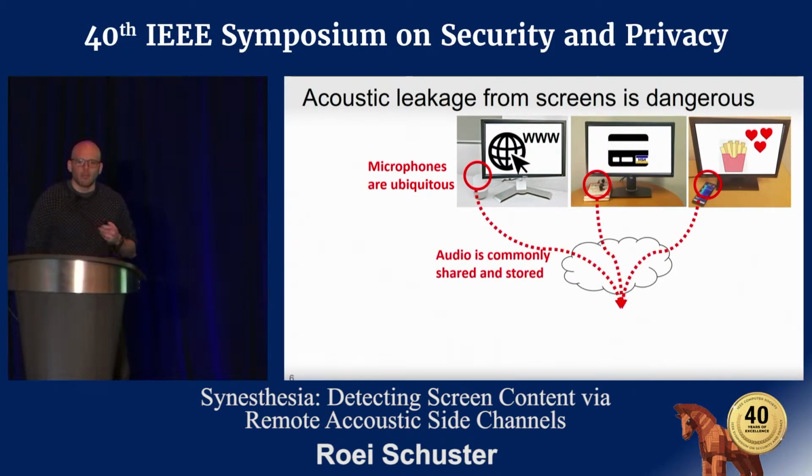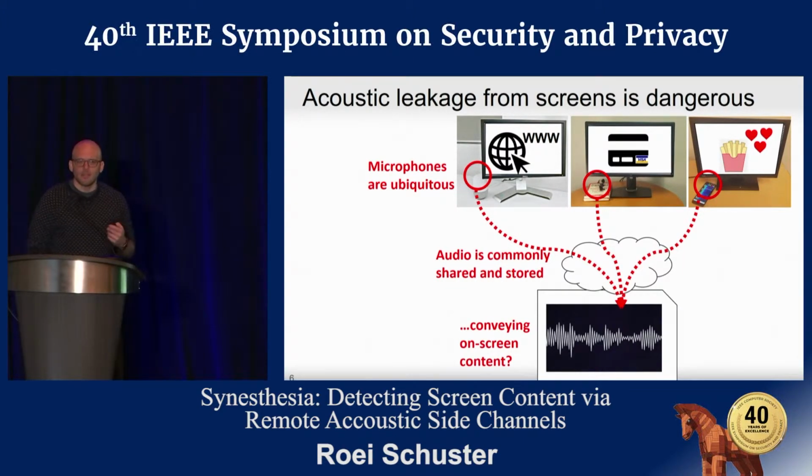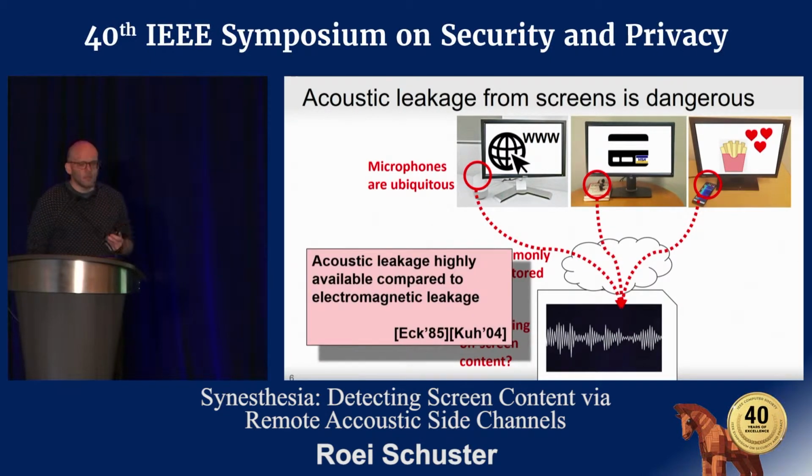If you're interacting with a Google Home or an Alexa device, then it's recording. And if you're video chatting, or if a third-party app on your phone decided to and has permission to, audio is in a sense very available. In some sense, it's more highly available than the electromagnetic leakage that we've seen, the famous Van Eck leakage. That's also of visual content.